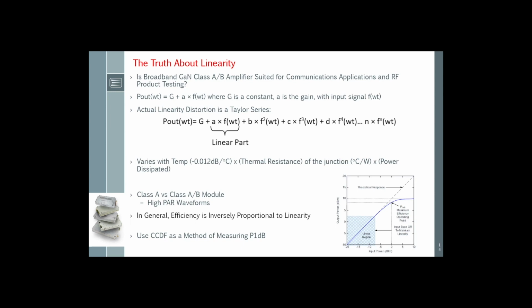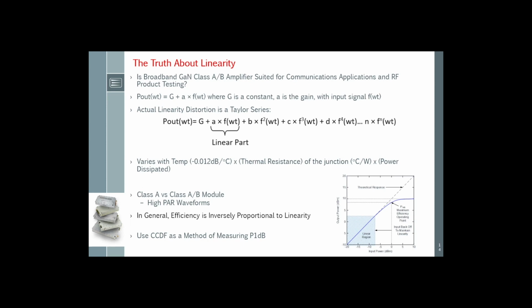So what happens in this case is that you're going to have a wrong impression that the P1 dB is lower than it is in reality when you are using a Class AB amplifier. So that distinction has to be very clear in your mind when you're choosing a PA.